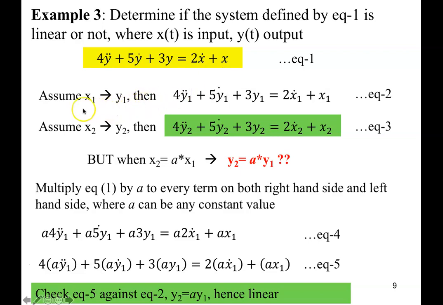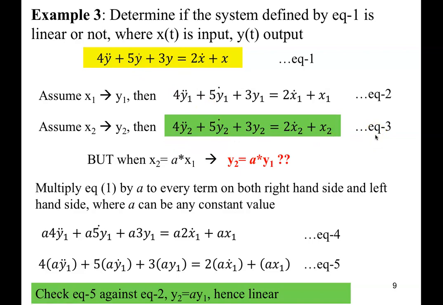Let's assume, for example, x1 gives me y1. I'm going to copy that equation down, except I'm going to change all the x to x1 and all the y to y1. So that gives me equation number 2. Then the next step is to assume I have a different input that will give me an output. Again, this equation applies because it's the same system; we're applying the input to the same system. I replace all the x's on the right-hand side by x2, and everything on the left-hand side by y2. I get equation number 3.